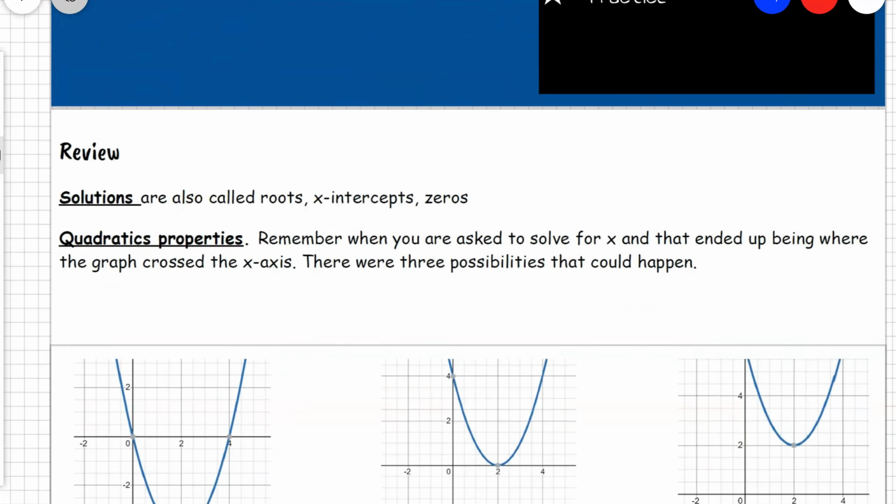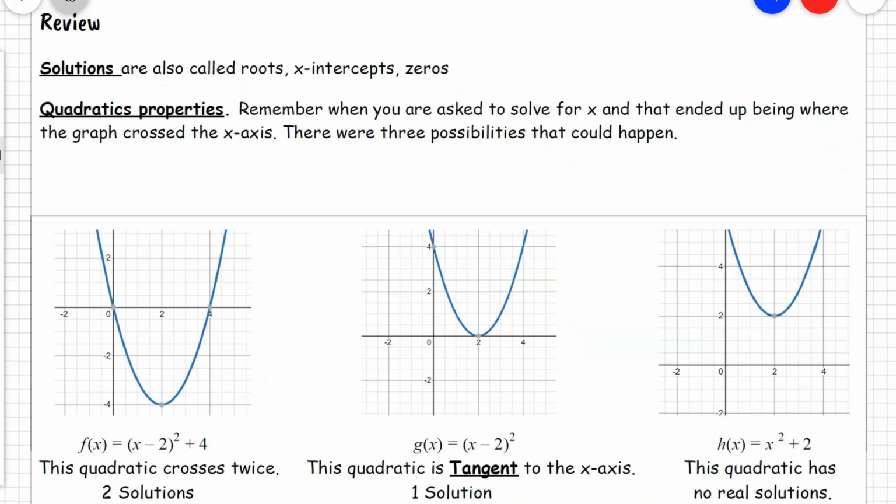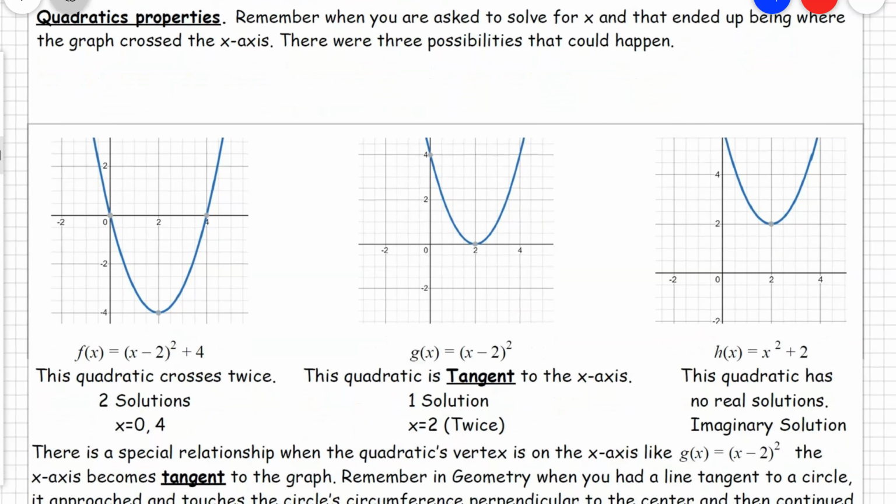So we're going to start with something we do know. And the first thing that we're going to start with is reviewing. So remember when we were in the quadratic unit, the solutions are called roots, x-intercepts, or zeros. So if you hear anything mentioned about roots, x-intercepts, or zeros, they're talking about what's crossing the x-axis. So quadratic properties. Remember, when you're asked to solve for x, that ended up being where the graph crossed the x-axis. And that's where you could have three possibilities that could happen. So these are the three possibilities.